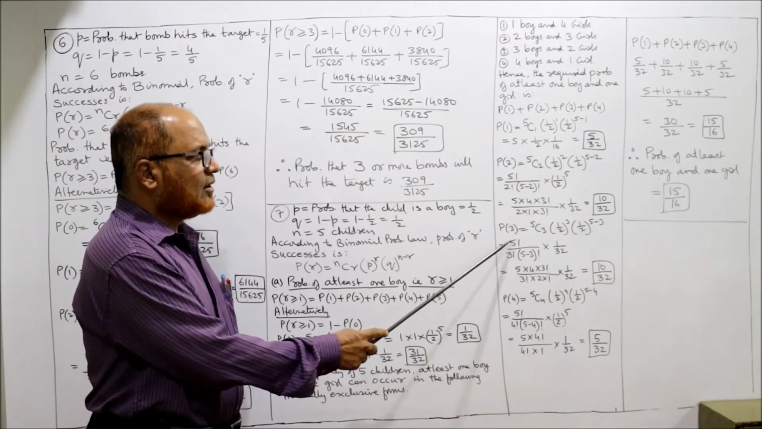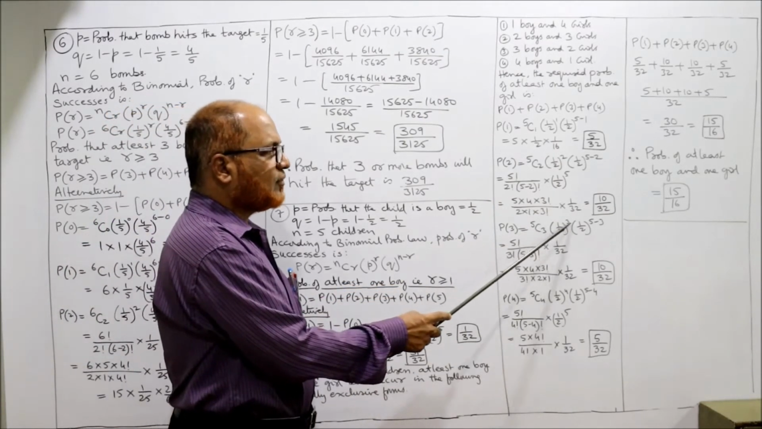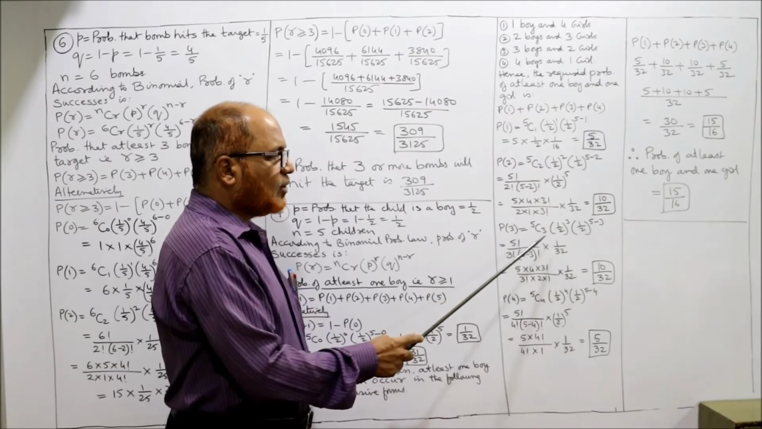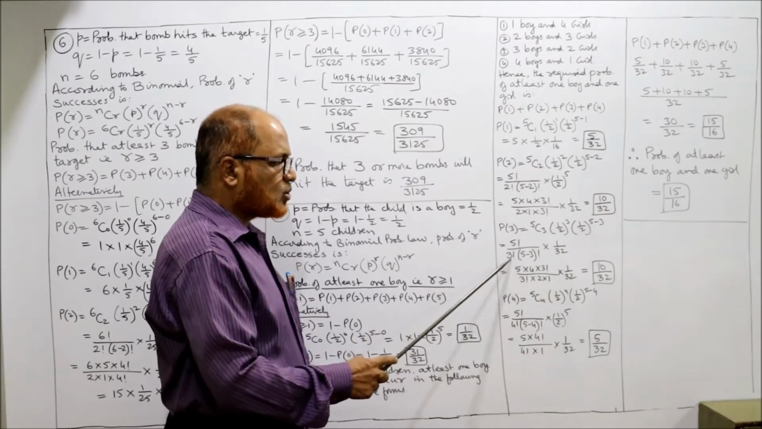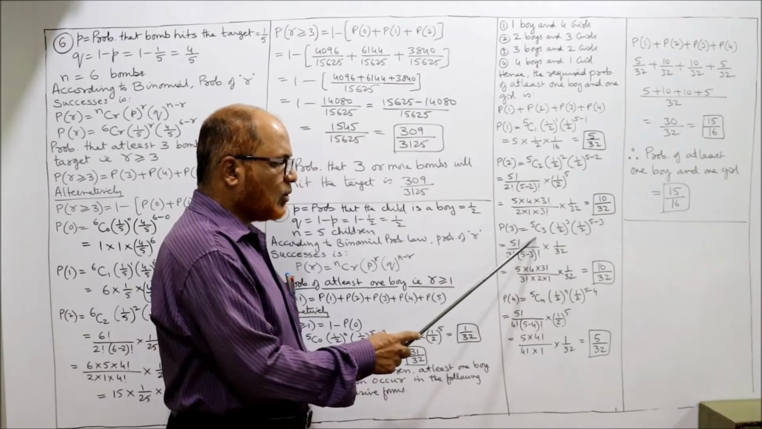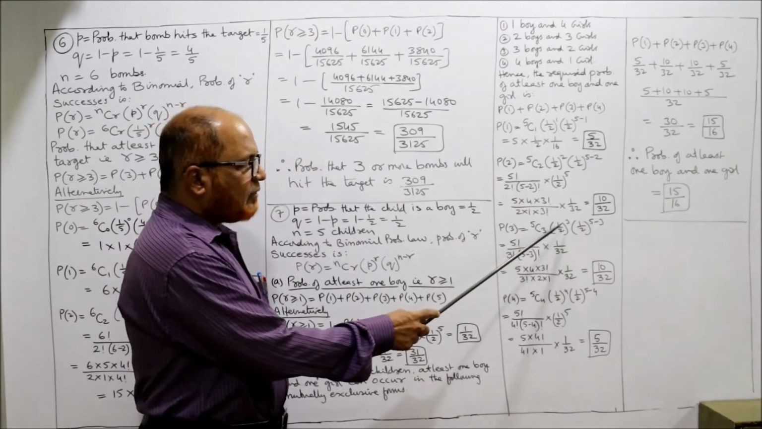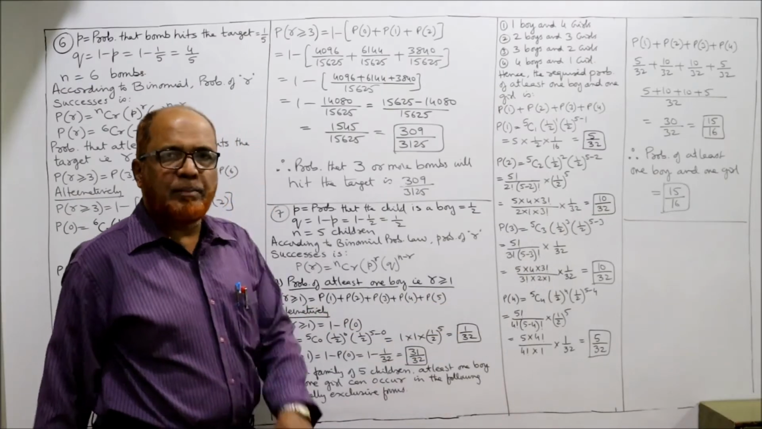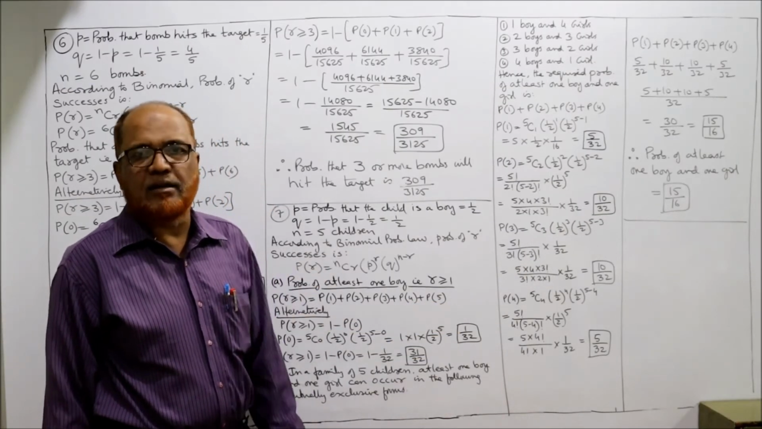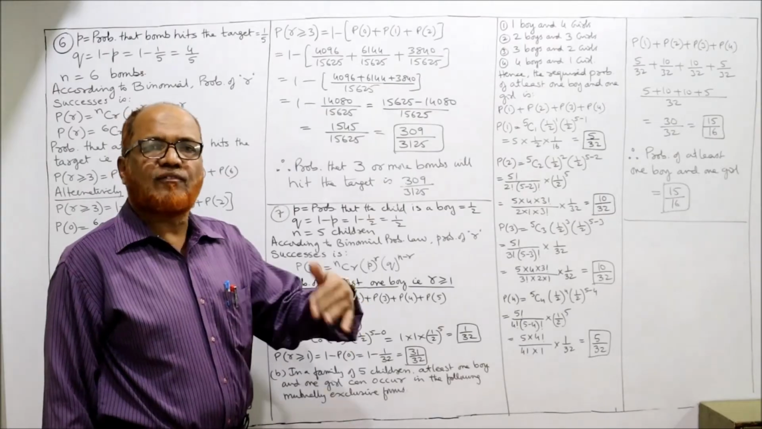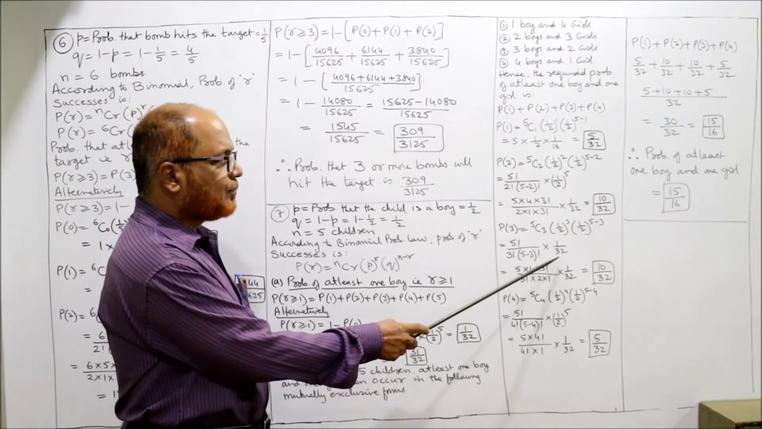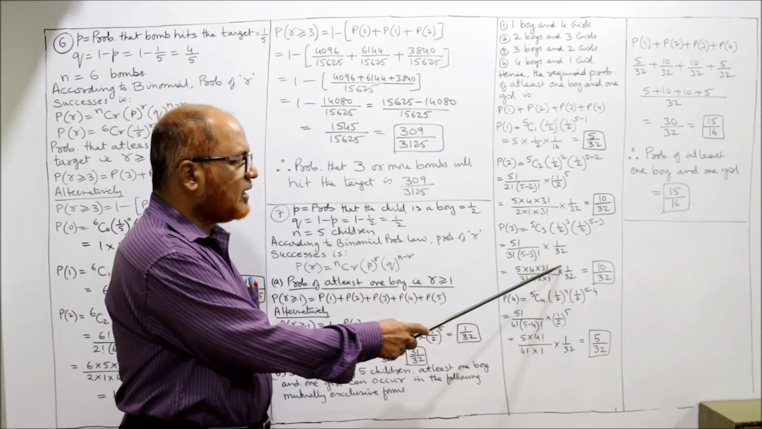Now P of 3. 5C3 (1/2) to the power of 3, (1/2) to the power of 5 minus 3. So we require 5 factorial by 3 factorial into 5 minus 3 factorial. This one over, now again (1/2) to the power of 5. Here the power is 3 and here the power is 2. When bases are same, powers can be added. So 3 plus 2, 5. (1/2) to the power of 5 is 1 by 32.